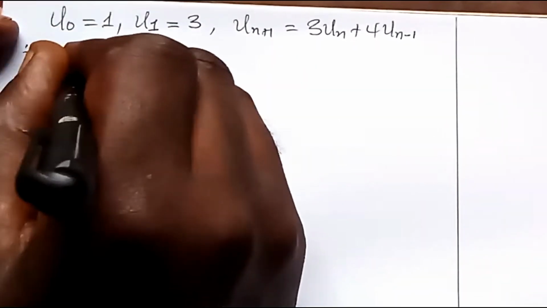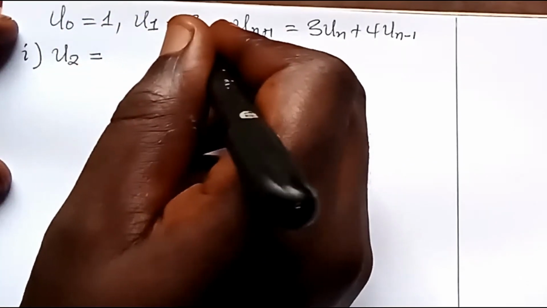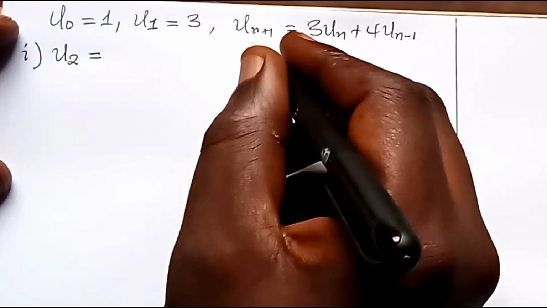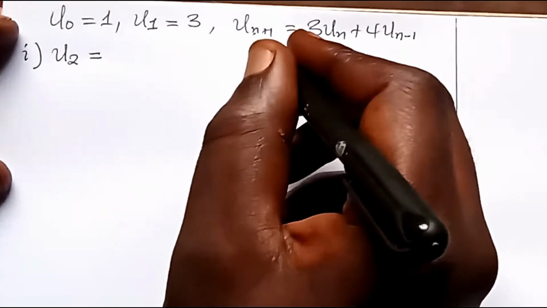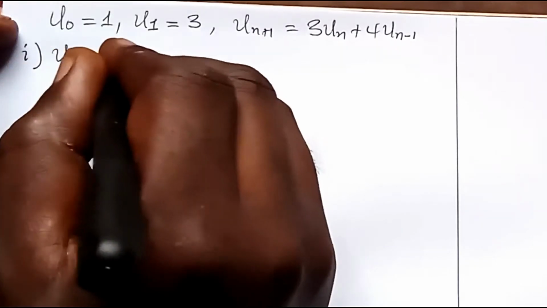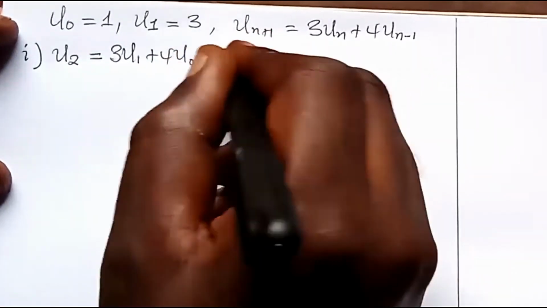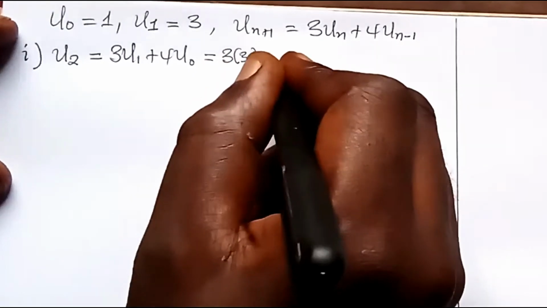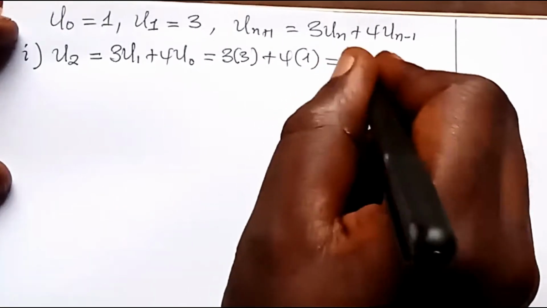We are asked to find u2. u0 and u1 have been given already, so u2 is easy to find. Replacing every n in the recursive relationship by 1, we can get an expression for u2, which should then be that u2 equals 3u1 plus 4u0. And doing the substitutions, we get 3 into 3 plus 4 into 1. That gives 9 plus 4, which is 13.